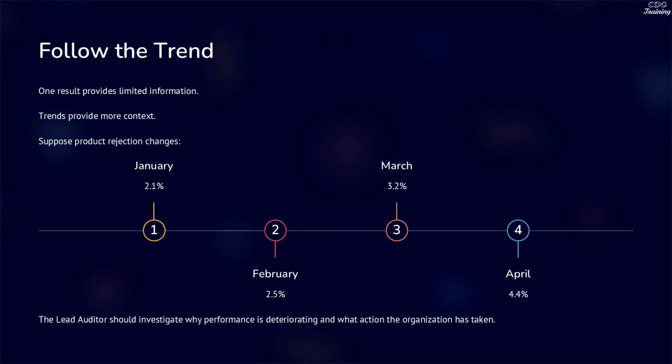A single result offers limited insight. Trends provide more context. For instance, observe how product rejection rates change from January to April. The lead auditor should investigate why performance is deteriorating and what actions have been taken.